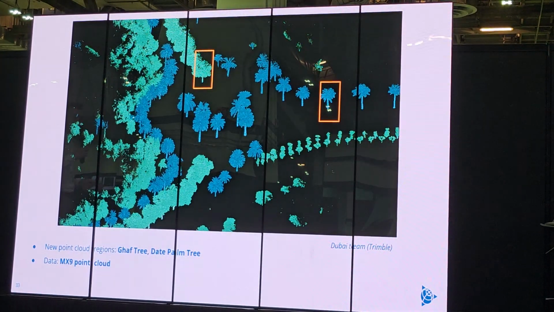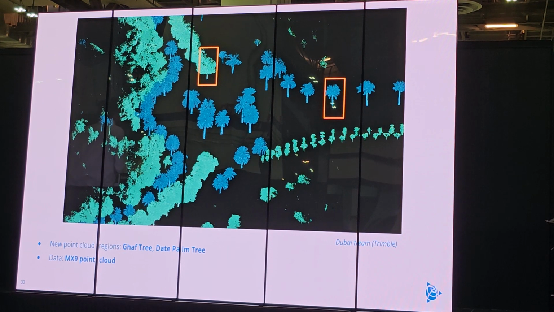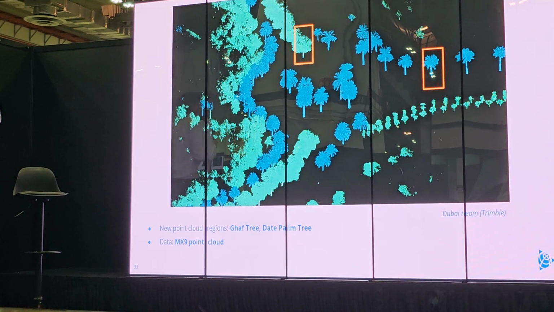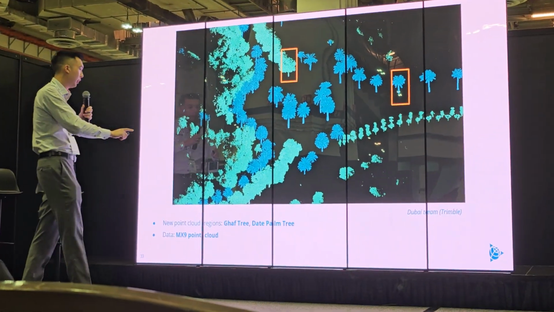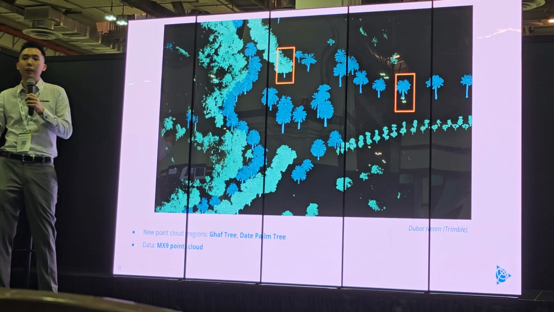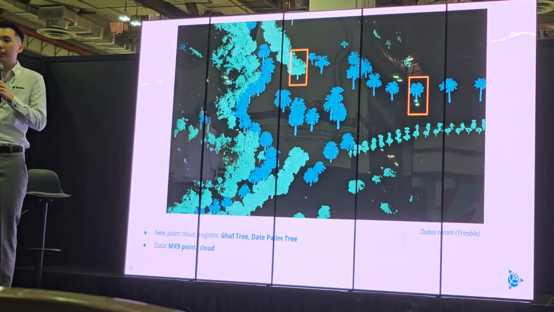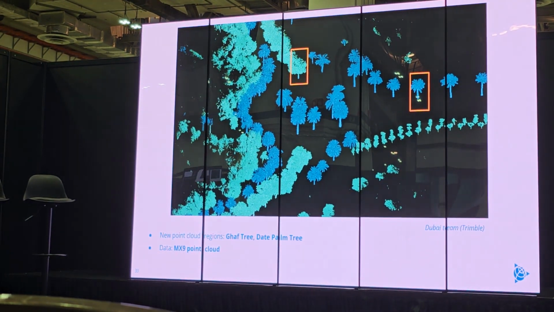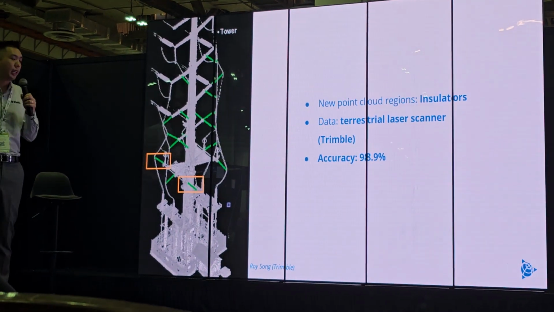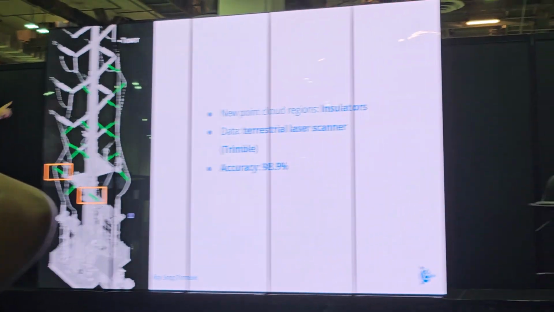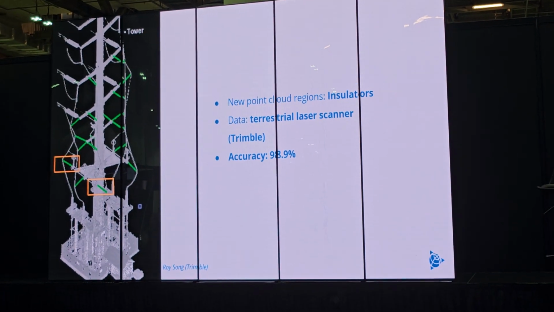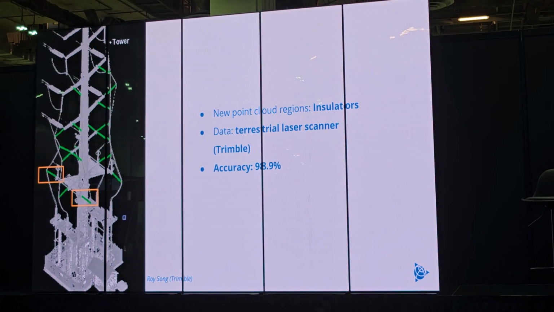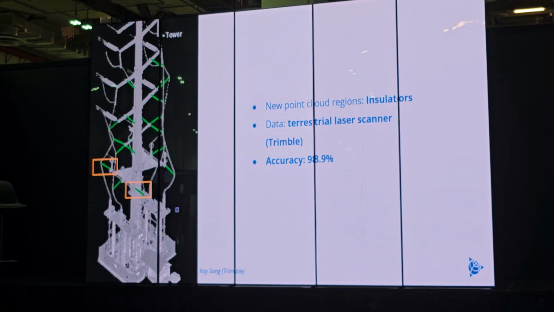Okay? Another application, done by the team in Dubai, is training the software to detect different kinds of trees. So from here we have the gum tree and the dead palm tree. They trained the software to detect the different trees and put them into different layers. Okay. Another application is insulators for the electrical power towers. So even things like this, extensions from the electrical tower, we can classify them if your training data is good.